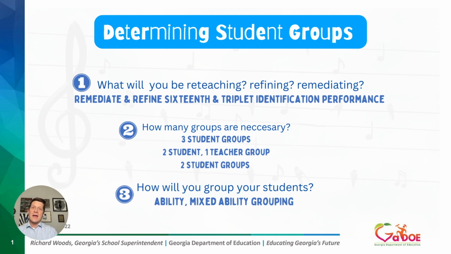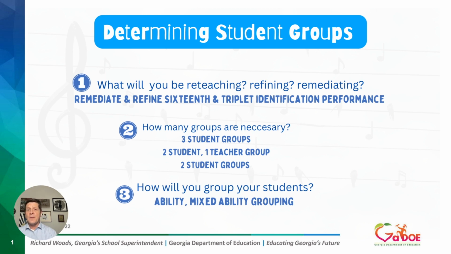Specifically, after looking at that data, I knew that I needed to reteach the identification of triplets and the identification of meter. And 16ths weren't quite as bad as triplets, but they were close. So in this case, I used that data to say I need to remediate and refine. I decided I wasn't quite ready to enrich learning yet as a specific target, but I wanted to focus now to remediate and refine 16th note and triplet identification and performance.